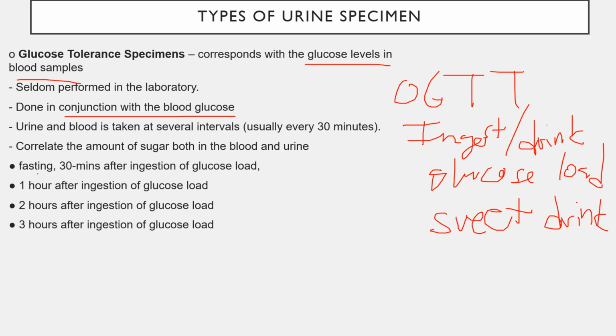So the patient would perform fasting. And then once fasting is done, he will be ingesting this sweet drink or this glucose load. And then 30 minutes after ingestion, you would collect urine and you would collect blood. So that's the first collection.